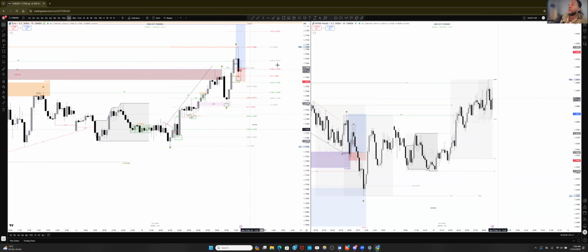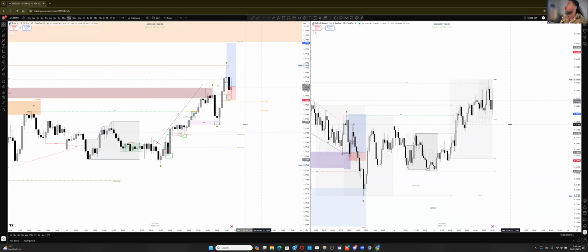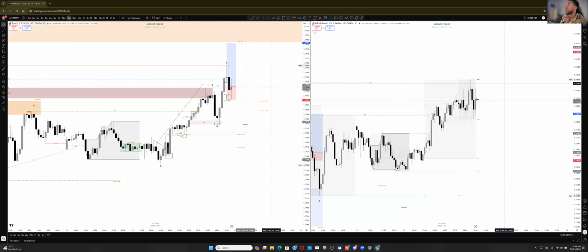Okay, so these are just levels that I'm marking that I see price could potentially come to. So let's clear these up so we don't have so much marking and follow through. So yeah, GU is still respecting this zone.